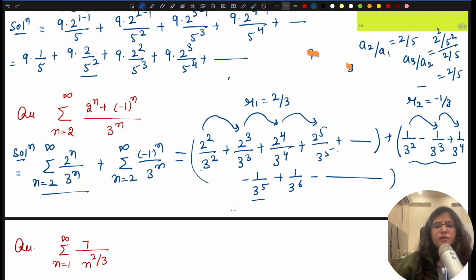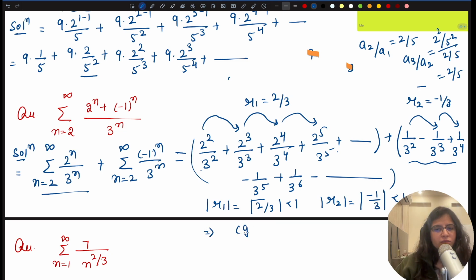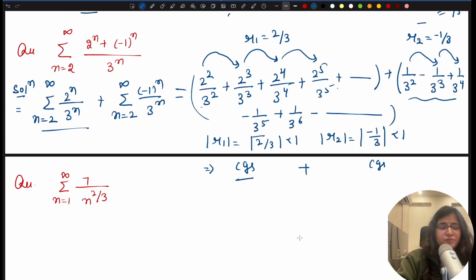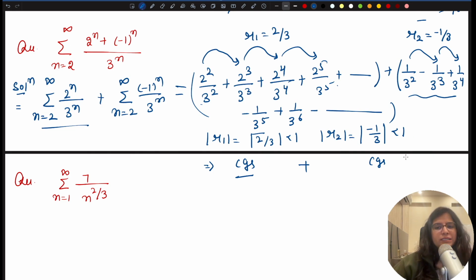Okay. So here mod of r1, which is equal to mod of 2 by 3, is less than 1. Similarly, mod of r2, which is equal to mod of minus 1 by 3, is again less than 1. So it implies the first series converges and the second series also converges, and they are both added here, so the overall series is convergent. So whenever mod r is less than 1, the series converges, and whenever r is greater than or equal to 1, the series diverges. This was the first concept.